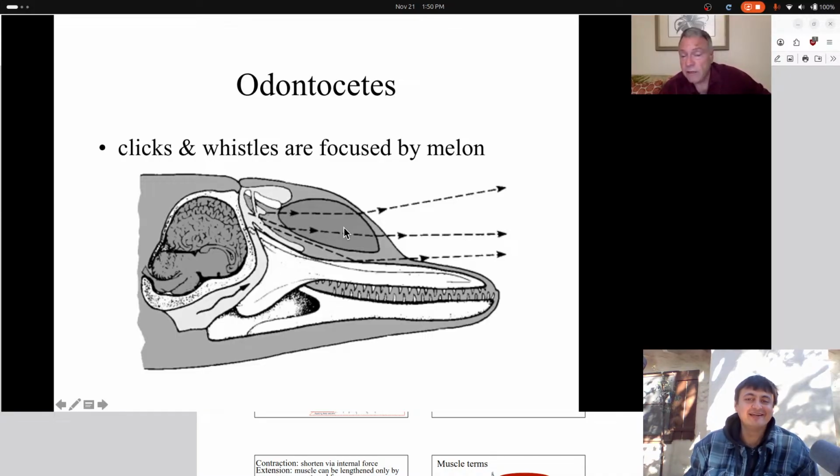In some cases, they use it actually to hunt that way. They'll actually stun the fish by bouncing sound waves off of it, stunning the fish. But when they're echolocating, they're listening to the echo of that sound coming back.